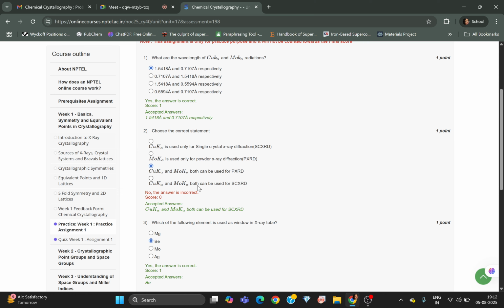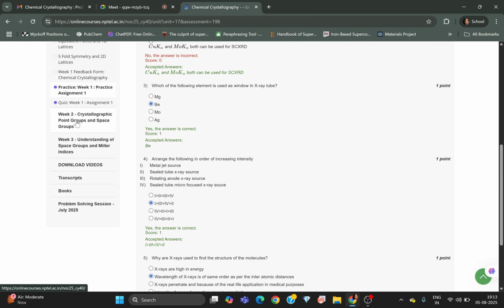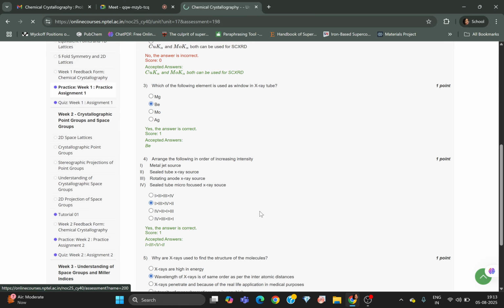But when we don't need a heavy element, a lower energy element can also be used as a source, which is copper, right? So yeah, fine. Then we go to the next week's practice assignment.